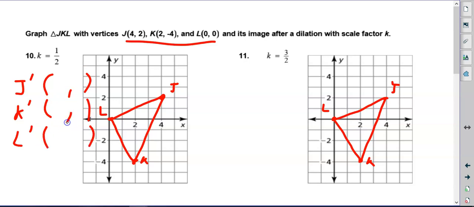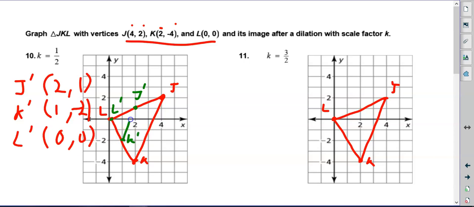Now, our scale factor of K is 1/2. We are just going to multiply every number by 1/2. We gave you all even numbers. It's easy. So, J, half of 4 is 2. Half of 2 is 1. K, half of 2 is 1. Half of -4 is -2. Be careful. And 0, 0, half of that is just 0, 0. All right? So I'm going to plot those points. 0, 0. So that's my L prime. 2, 1. That's my J prime. And 1, -2.